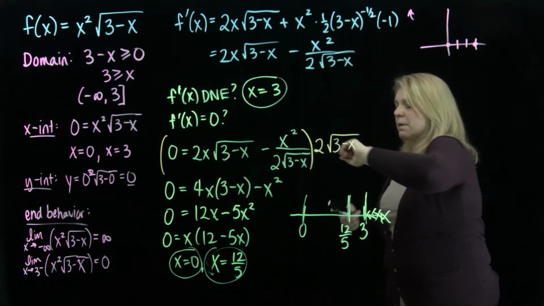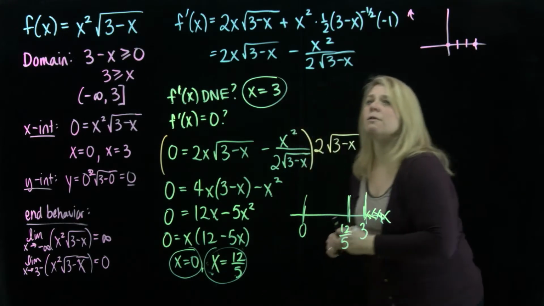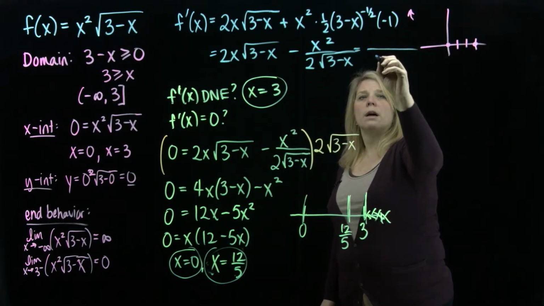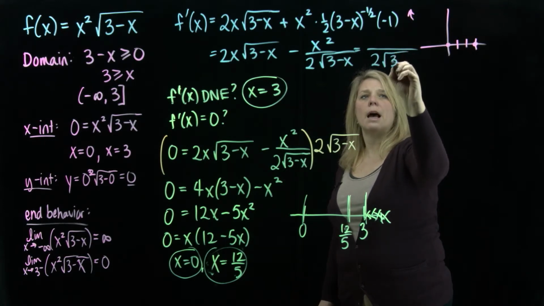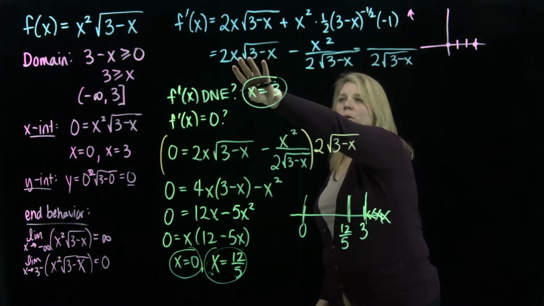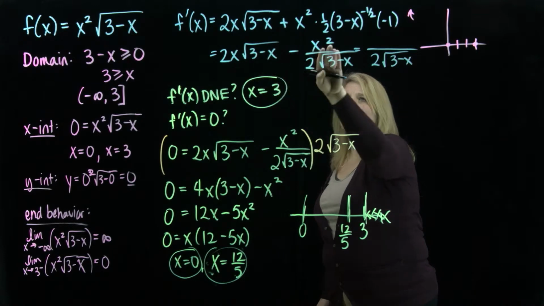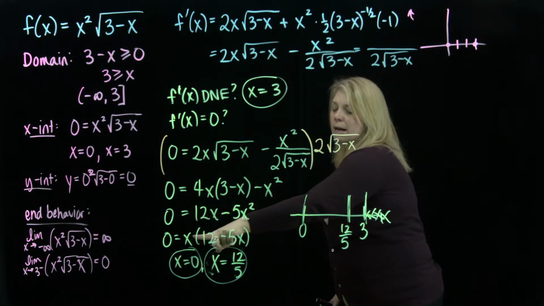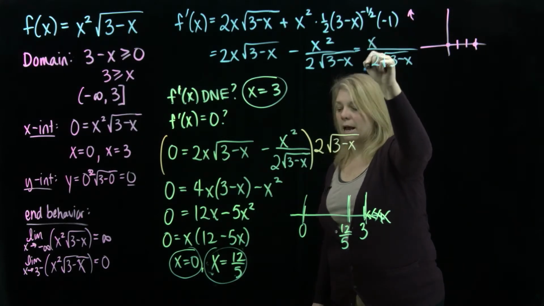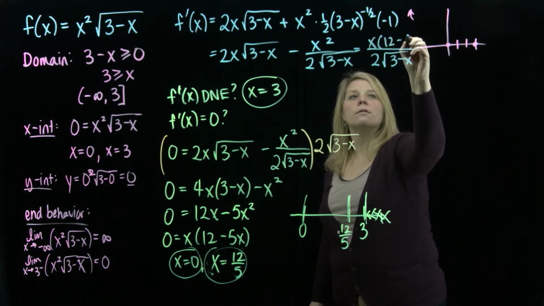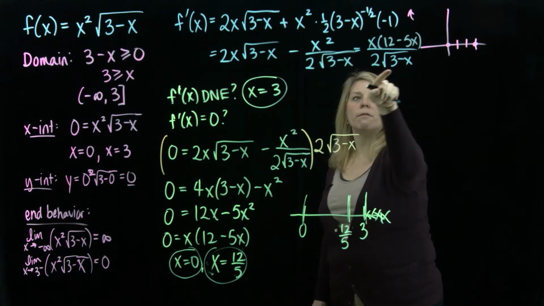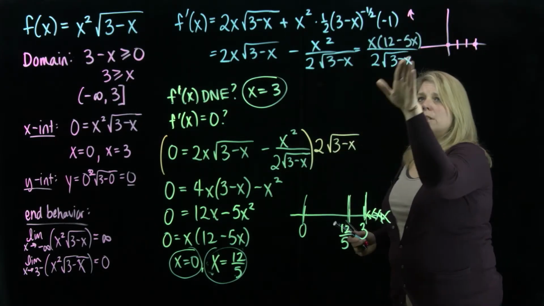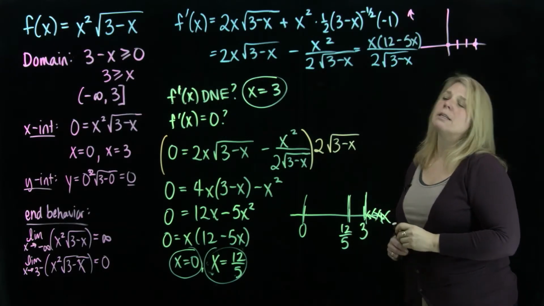If I do get a common denominator on this original first derivative here, it would be 2 square root of 3 minus x. And to do that, I would multiply this by 2 times square root 3 minus x and combine with that. So my numerator would be this 12x minus 5x squared, or in factored form, x times 12 minus 5x. There's the completely simplified form of my first derivative. So I'm going to actually just use that to think about positives and negatives.